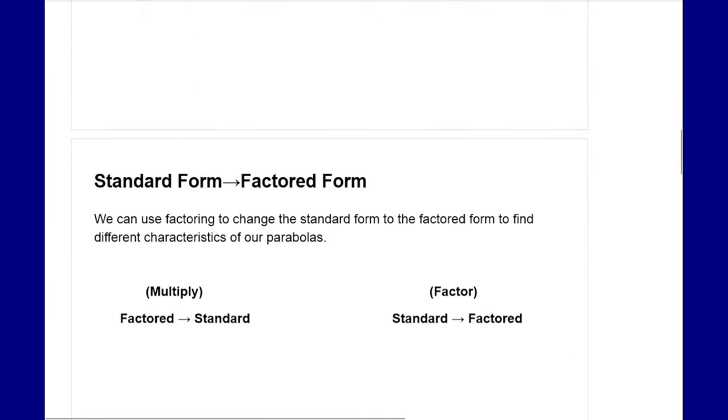So again, we just mentioned it. To go from standard form to factored form, we can use factoring to change the standard form to the factored form to find different characteristics of our parabolas. So again, we mentioned at the very beginning looking at the different types of quadratic equations, that each type has its own characteristics that it can tell you directly from the equation. Factored form was very useful. Standard form, not so much. It did give us one piece of information, but factored form allowed us to find everything. So it is helpful to be able to convert between them.